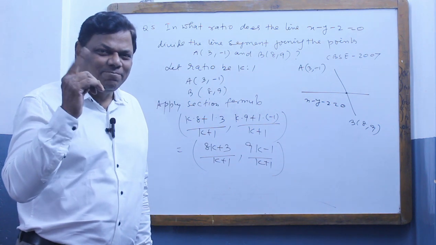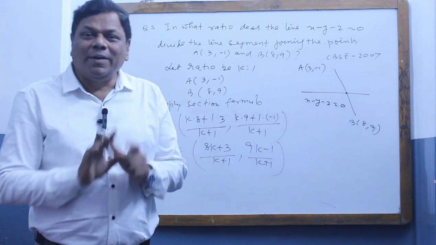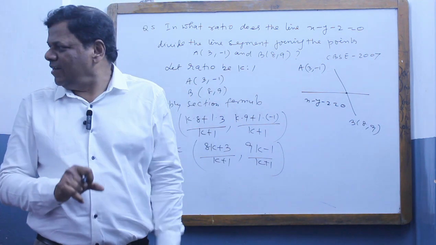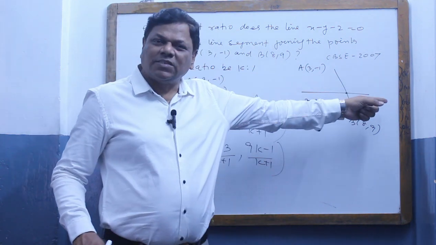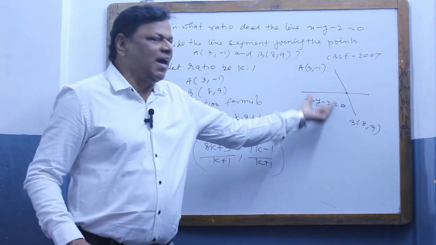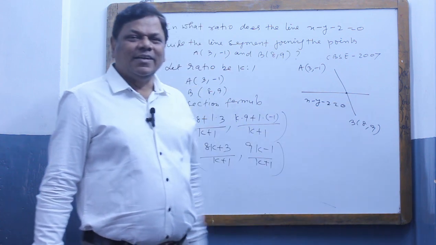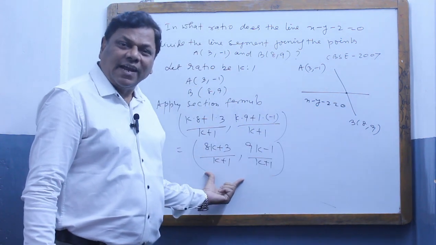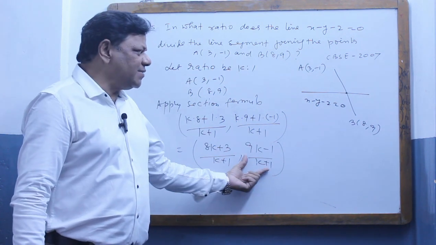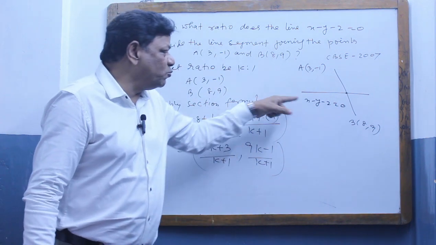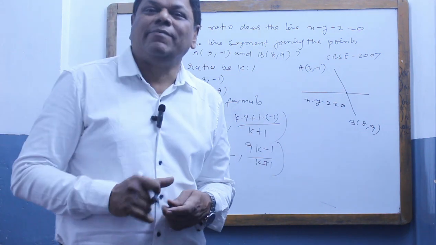If some values are given here, I can compare with this. In the previous sum I have done, I got the ratio and something was given. I compared and I got the value of k. But here that is not given. What is given? One equation is given. This point lies on this line, so this point must satisfy the equation. This is actually x, this is actually y. So I have to put these two values in place of x and y. Then we have to solve it. Then we will get the value of k.